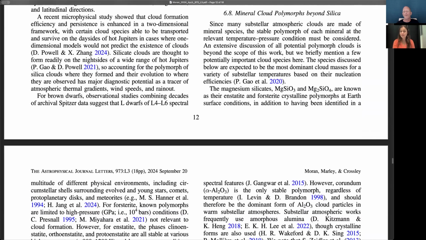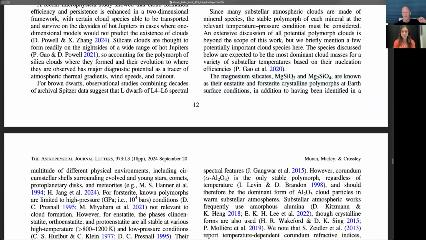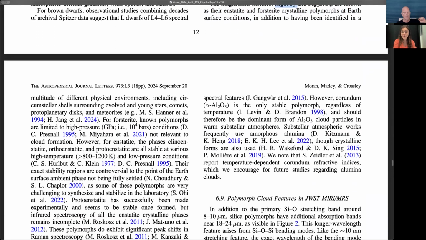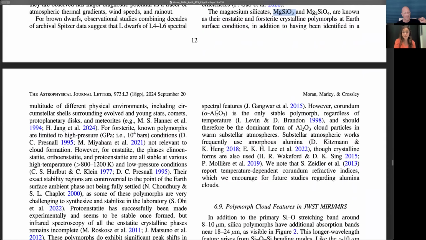The magnesium silicates that we expect to exist in a lot of atmospheres do have different crystal polymorphs. We don't think for forsterite there are any that should exist at these low pressures, so you can probably safely ignore that for Mg2SiO4. But for MgSiO3, there are several different polymorphs that exist. That's clinoenstatite, orthoenstatite, and protoenstatite.